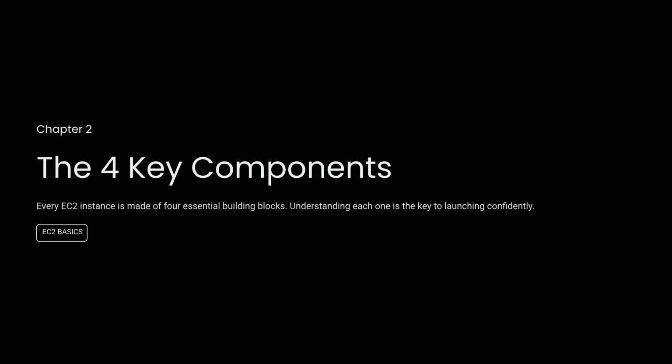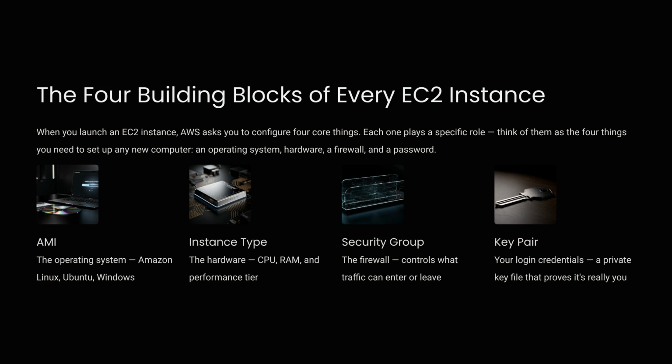Chapter 2 covers the 4 key components of every EC2 instance. Understanding these building blocks is essential for launching confidently. When launching an EC2 instance, you configure 4 core components: AMI, instance type, security group, and key pair. Think of these as the operating system, hardware, firewall, and password for your virtual computer.